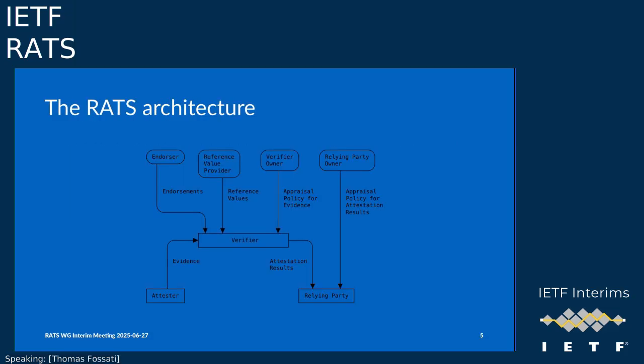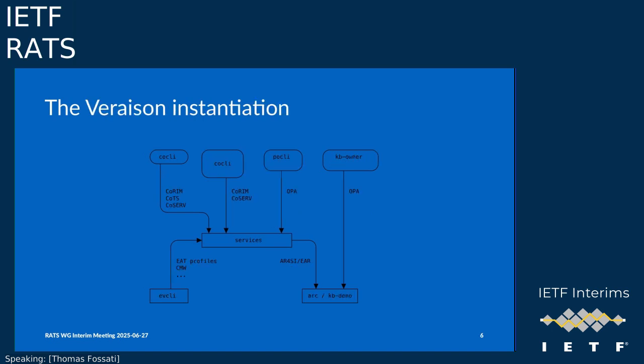So here's the usual RATS architecture, and the next slide should present what we actually instantiate in the Veraison stack. We have a bunch of emulators for the roles, and a bunch of protocols that we have implemented in packages, and that's the current map of the deliverable. Very high level, but I think it's pretty good in terms of matching the reality we have at the moment.